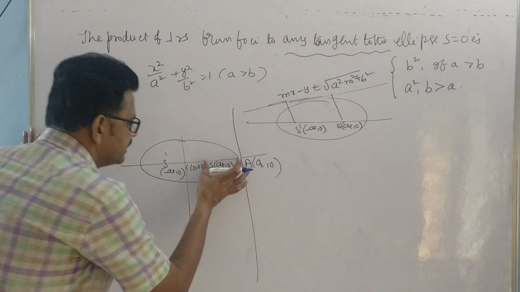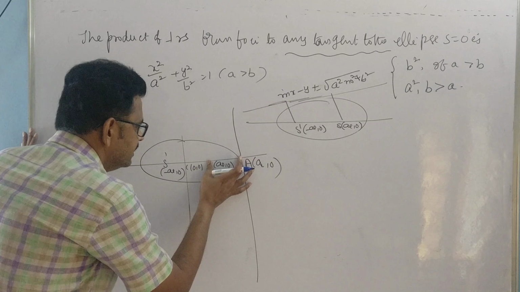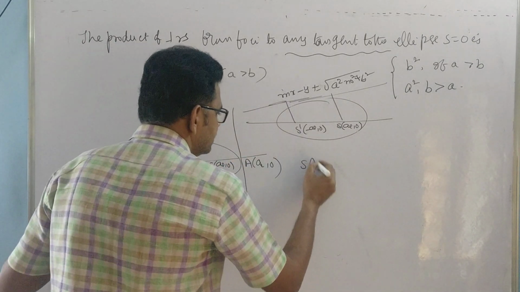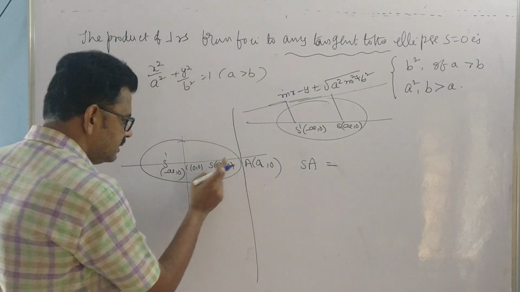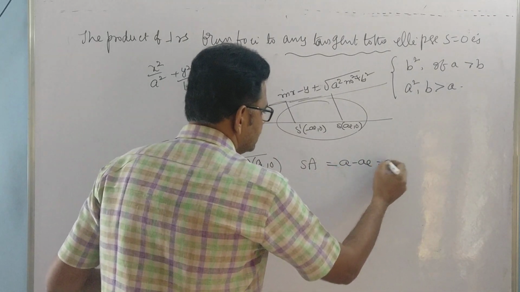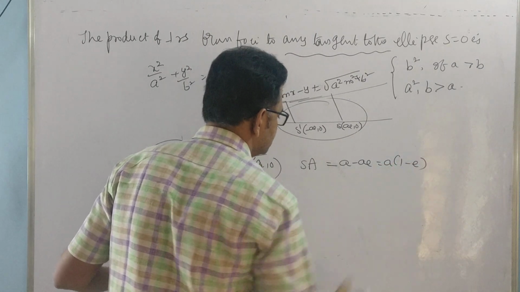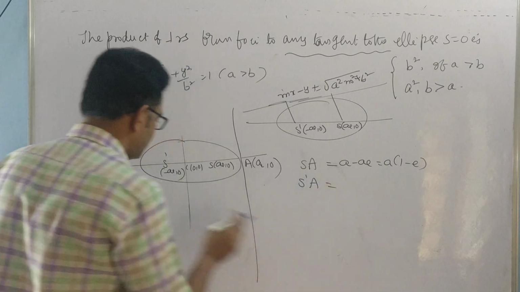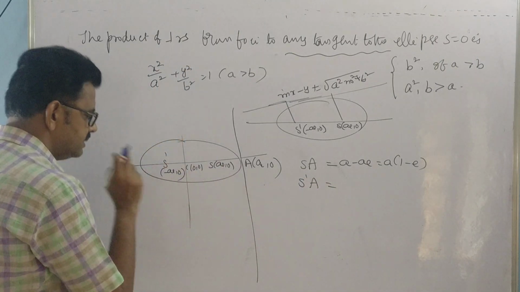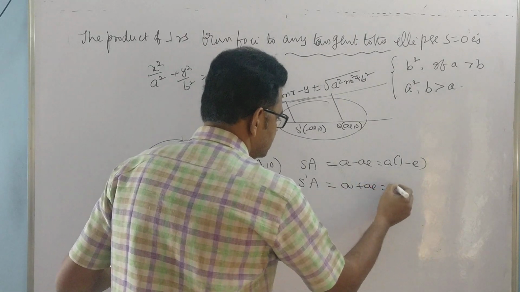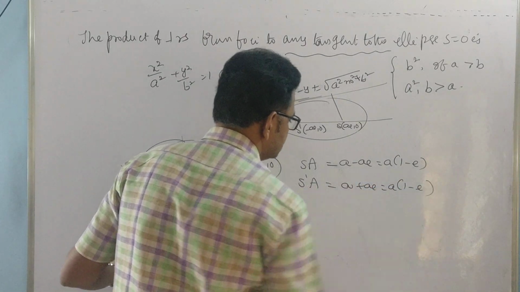What is the product of perpendiculars? SA into s dash A. Now SA is equal to what? SA is equal to the distance a minus ae, that is a into 1 minus e. What about s dash A? s dash A is equal to a plus ae, distance. So this is a, taking a common, 1 plus e.